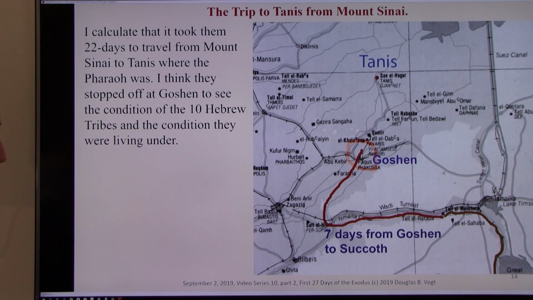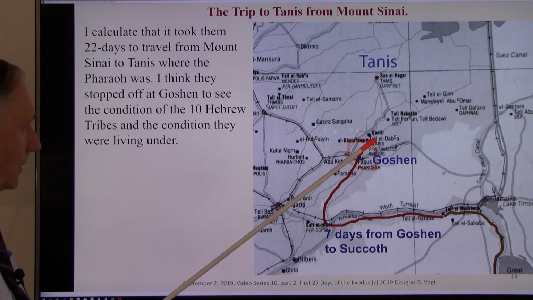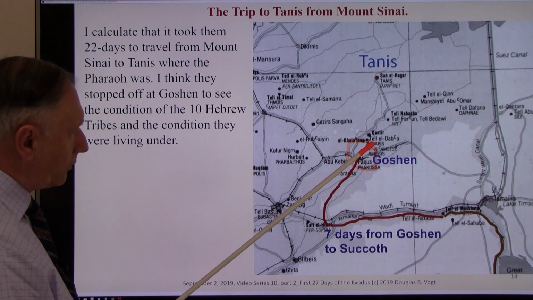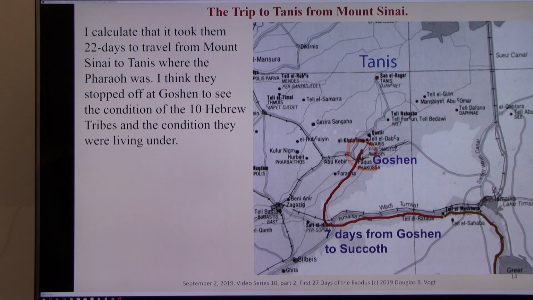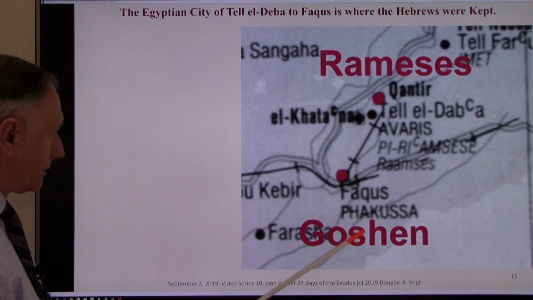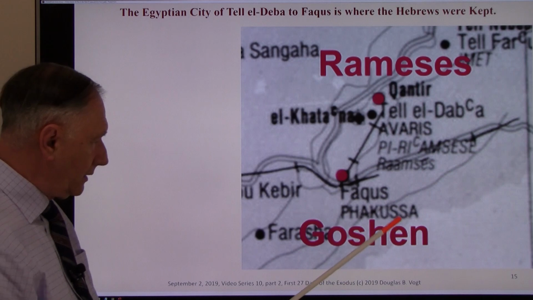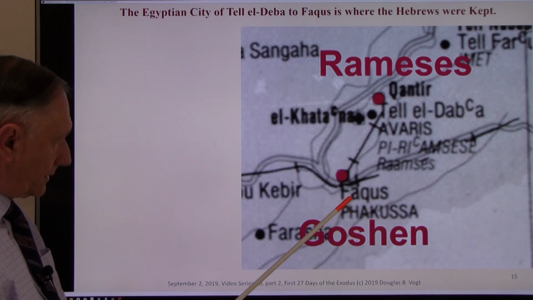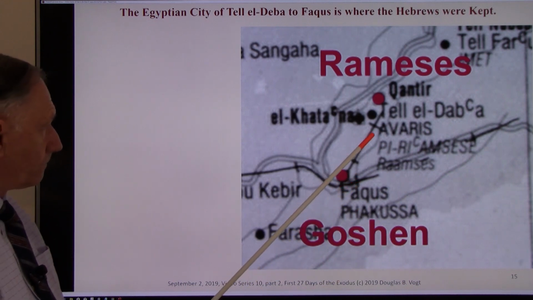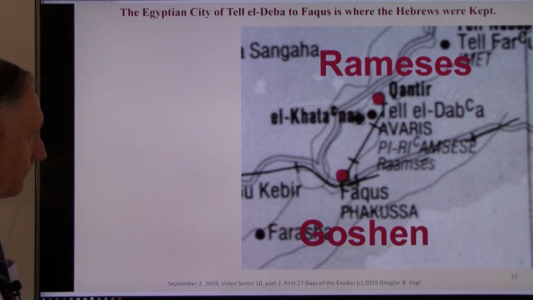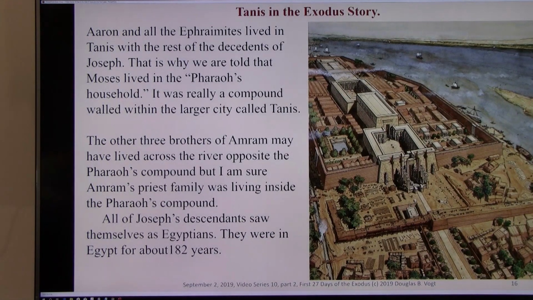And that's it. That's what he did. This is 18 miles from here to there. From Ramses, which is right now called Tel El Deba, it's about 13 and a half miles. Here's Goshen. As I showed in the previous video, Pharkush, which is what it's called today, was called Goshen. I explained why and I showed you. And here's Ramses, about 4.5 miles. Aaron and all the Ephraimites lived in Tanis with the rest of the descendants of Joseph.